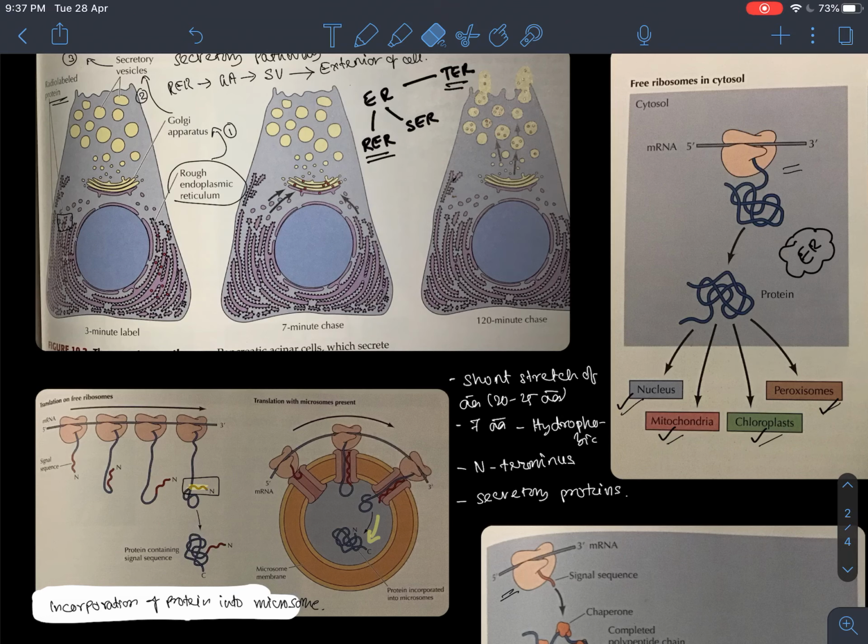If you're new here, I am Indrani from Bong Biology, and this is the endoplasmic reticulum part 2 video where I am talking about the protein sorting via endoplasmic reticulum.